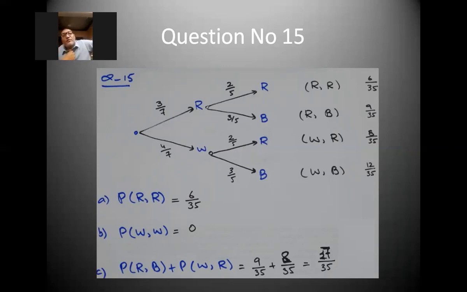So the red, blue probability is 9/35, multiplied by the white, red probability of 8/35. I will add them, so this will be 17/35. This is how you will do this probability question. Hopefully you have understood. So have a good look over it. The technique with which we work is important. That makes our question easy.